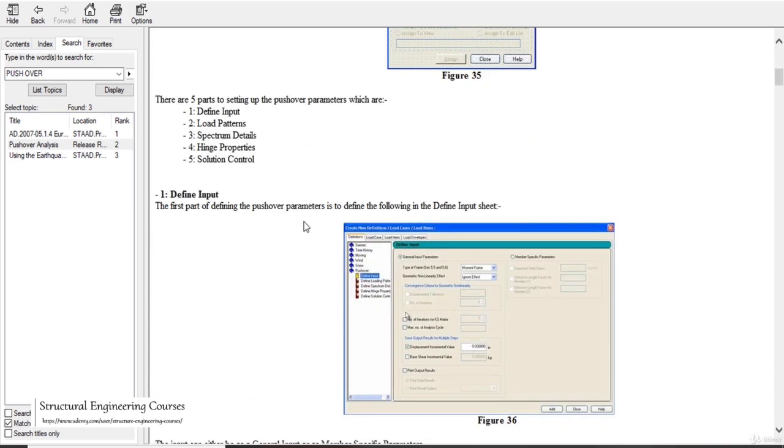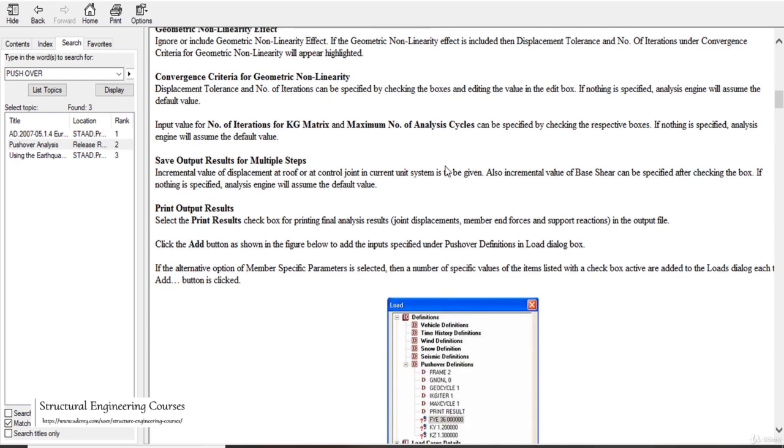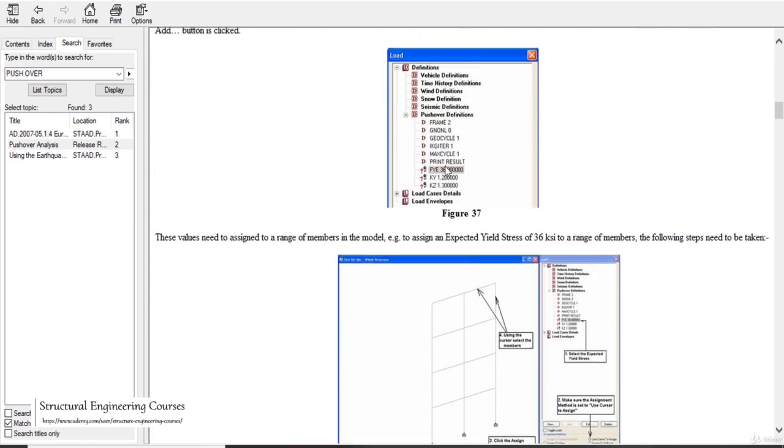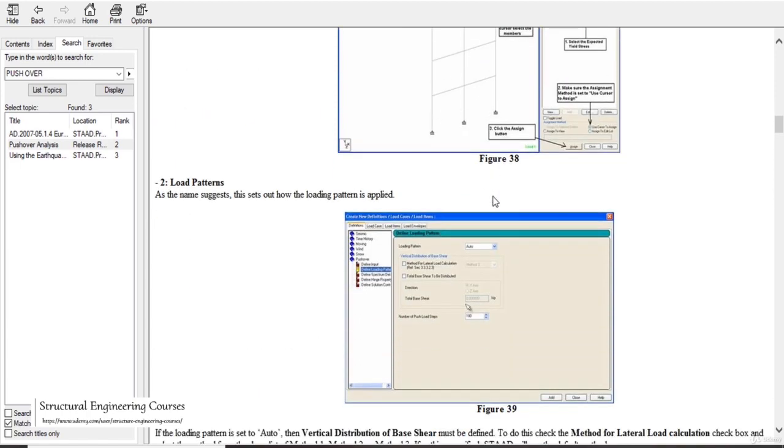After that we need to define the inputs, and then the load patterns, spectrum details, hinge properties, and then solution control. We shall also try to model this type of structure in the STAAD.Pro software, and then we shall try to do the pushover analysis.